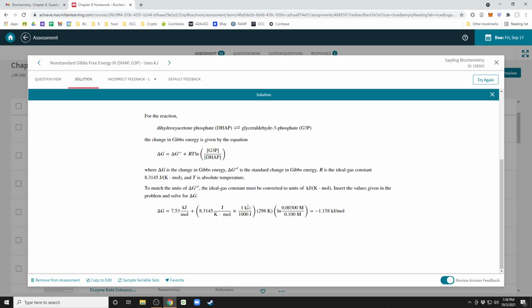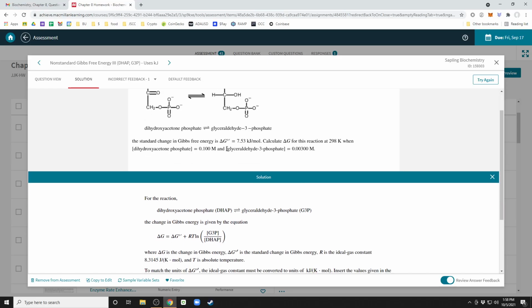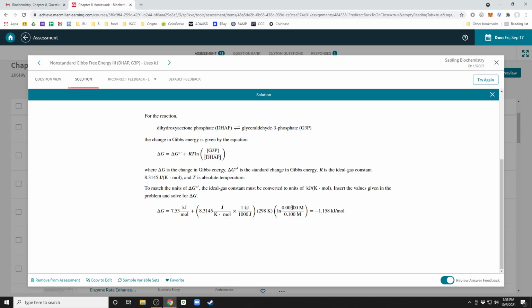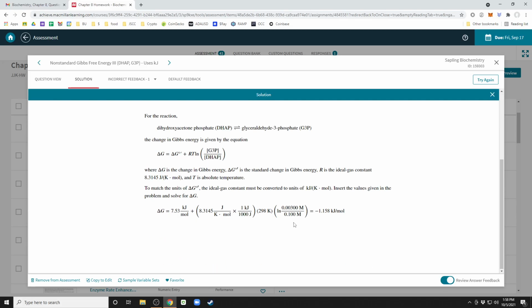Remember, your kilojoules is what you want to end up with, so that's on top. Your joules is being divided because you're getting rid of that joules. This then times 298 Kelvin. And then finally times natural log of your product's concentration. And that's your product right there. Again, you just look at this name. That's the one in the product right there. And so that's the concentration you put. Divided by your reactant's concentration. Again, your reactant is right there. That's this one. And there's its concentration. You go ahead and solve.